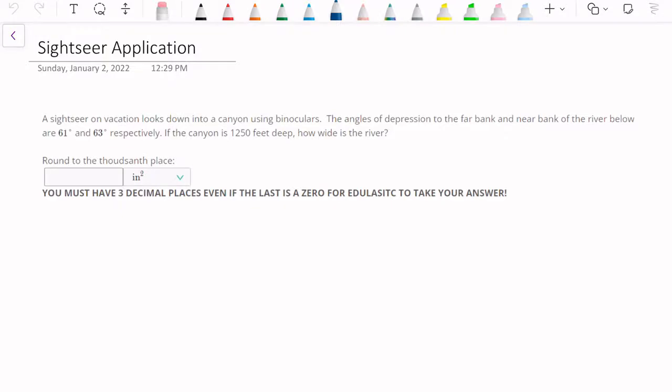Okay, so we have an application problem here where we're going to end up using right triangles as one of our options. That's what I'm going to do for this one. So let's draw out a picture. We have a sightseer on vacation looking down into a canyon. The angle of depression, they give us 2. So we have a far bank of a river and a near bank of a river. So let's get this set up.